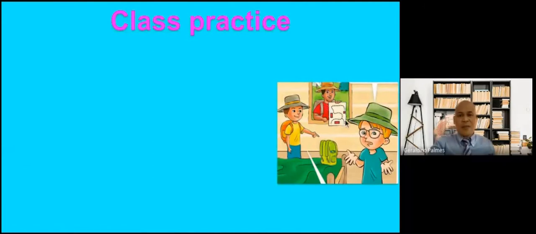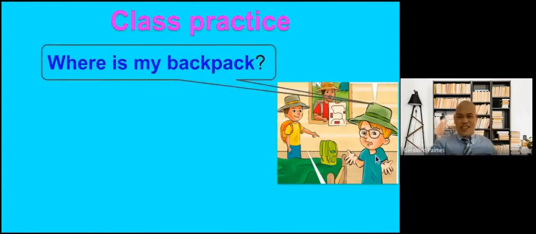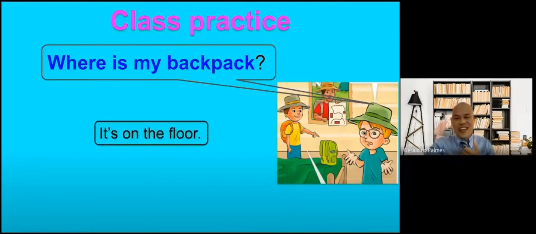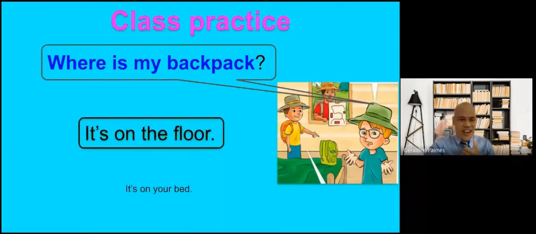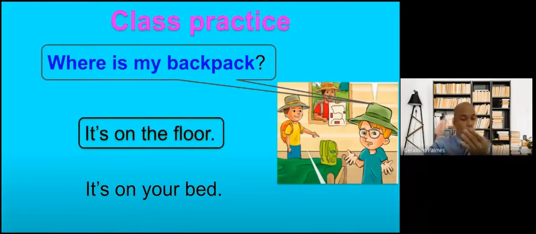Now let's go to a next picture. What do you think they are looking for here? Is it the map, or is it the bag, or is it a hat? Let's find out. Are you ready? The boy in the green shirt is asking, where is my backpack? Where is my backpack? The boy is pointing at a backpack, but can you guess what would be the answer? It's on the floor. It's on your bed. Which one do you think is the correct answer?